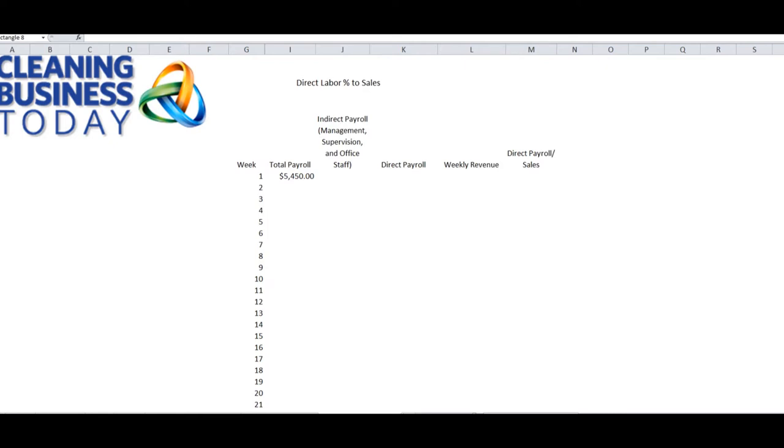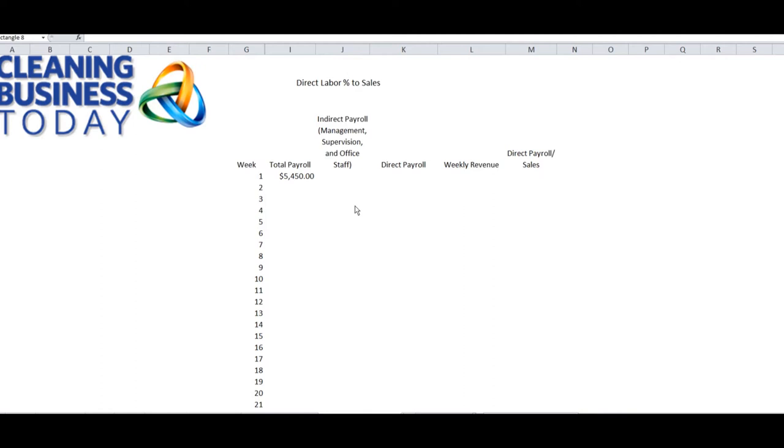This is a very important number to track because direct labor is your largest expense category and one that you want to manage on a weekly basis. To get at your direct labor, a lot of times you don't have an accounting system set up where you can easily track that.